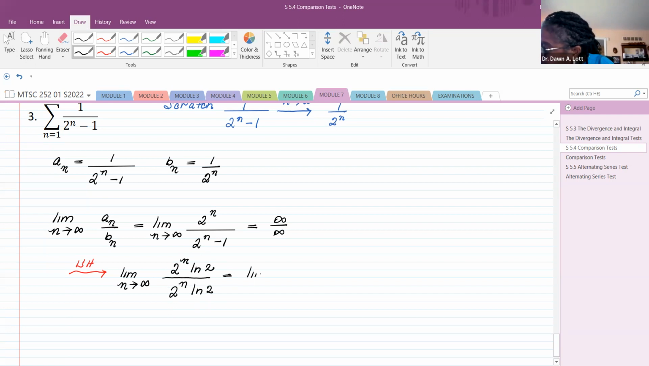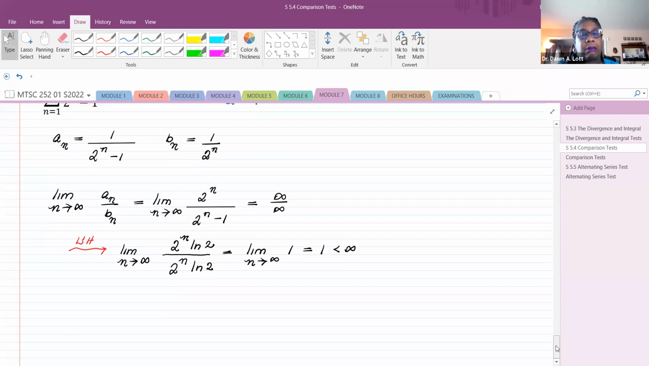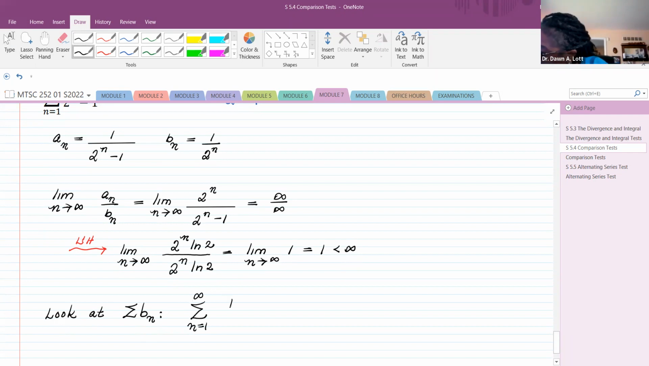So that's the limit as n approaches infinity. And that just is equal to 1. Okay, so therefore both series converge or both series diverge. So that means we need to look at our summation bn. So that's the summation n equals 1 to infinity of 1/2 to the n.